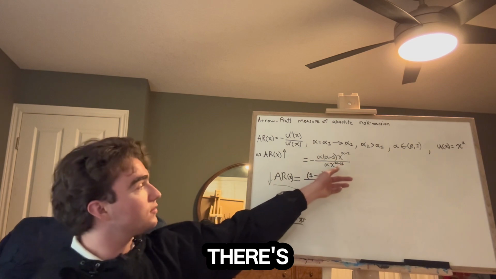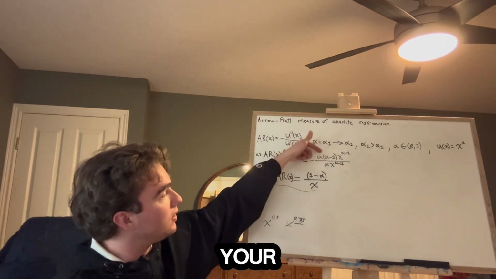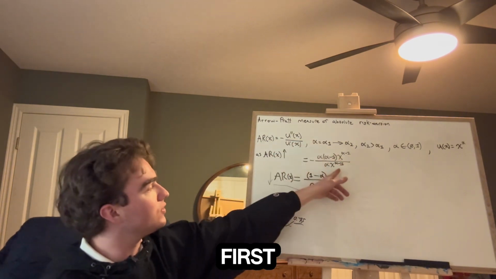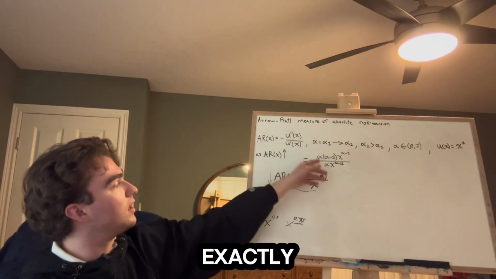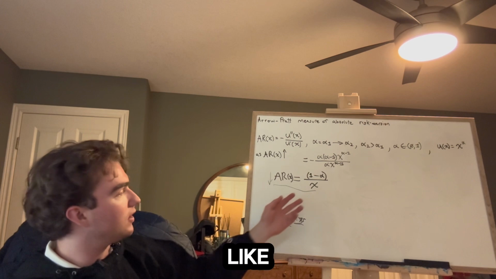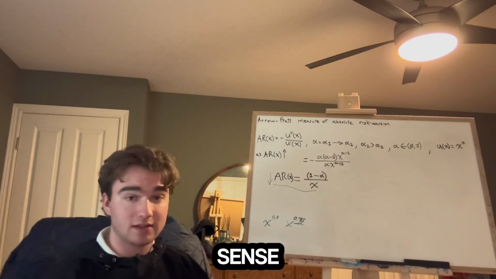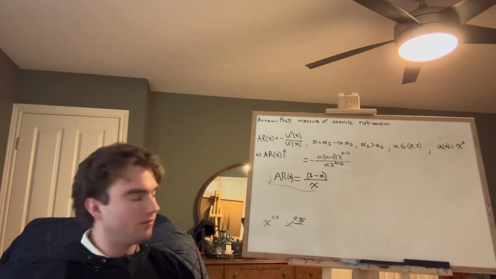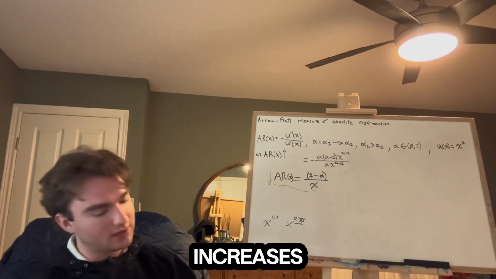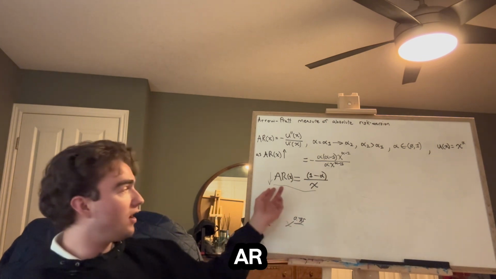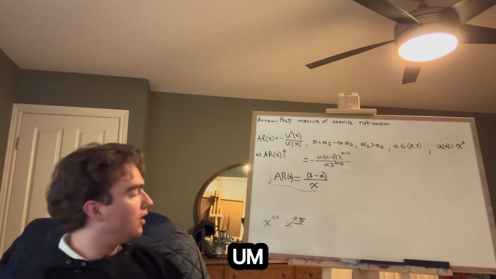So there's your first step. This is your second order condition. Second order condition, first order condition, it looks exactly like this, or what it's supposed to look like, and then you just have to solve for it. So it's 1 less alpha x, which makes sense because as alpha increases, your risk aversion is going down. So your AR is going down.